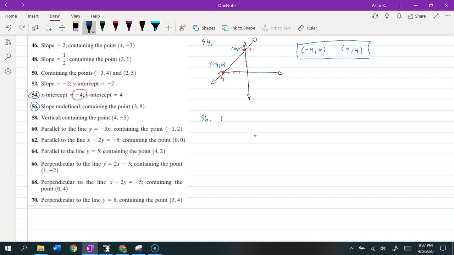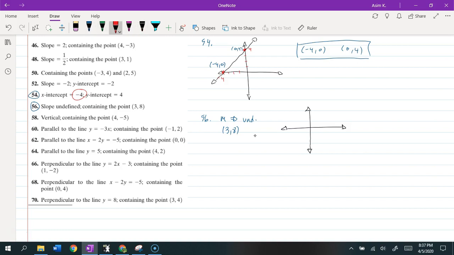Number 56 says, now you have a slope which is undefined. So go to the beginning of the lesson if you don't know what an undefined slope might look like. And it contains the point 3, 8. I'll draw this for you again, okay? Because it's a little hard to convince people, but once it clicks for you, it simply does. So you know that this line is going through 3, 8, right? That's the point that it's going through.